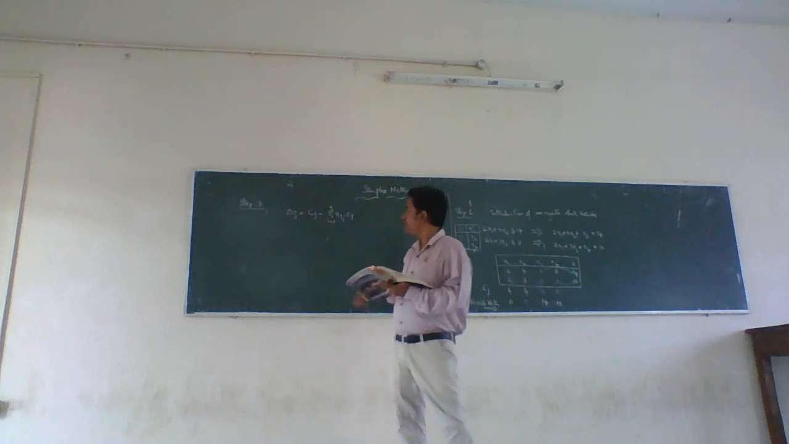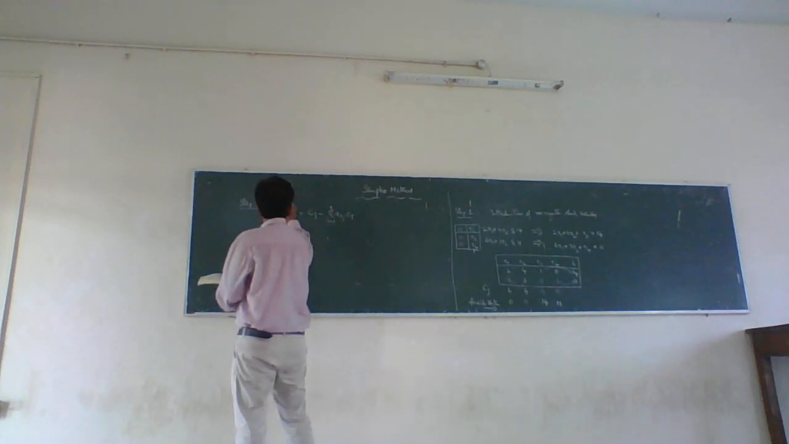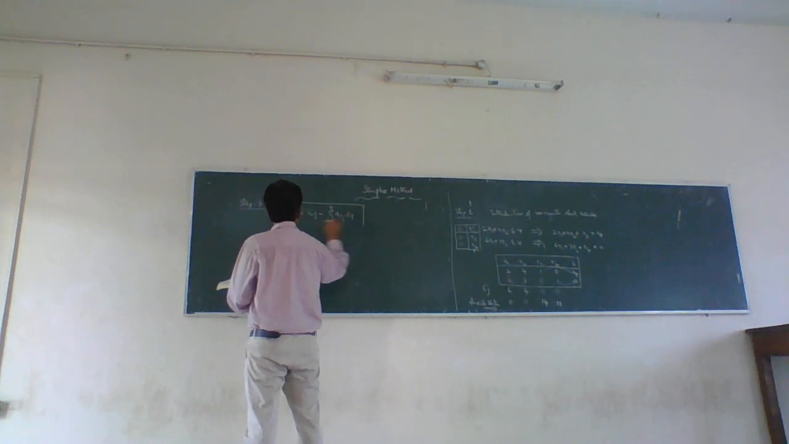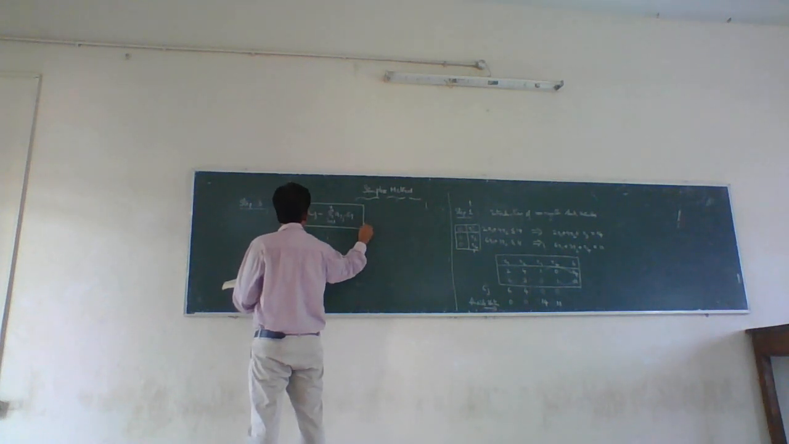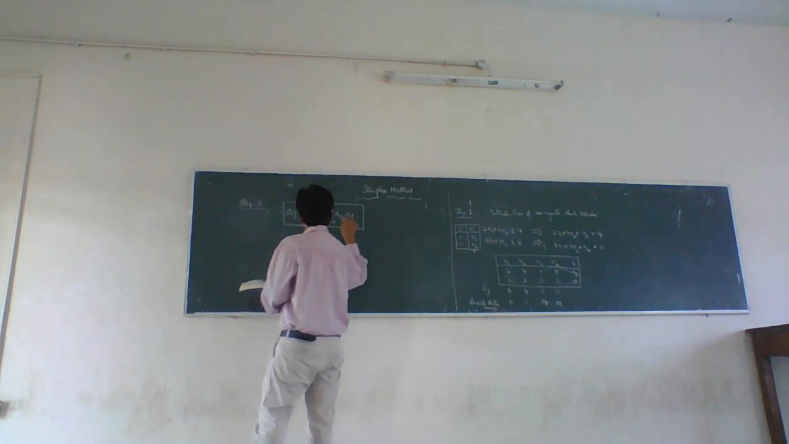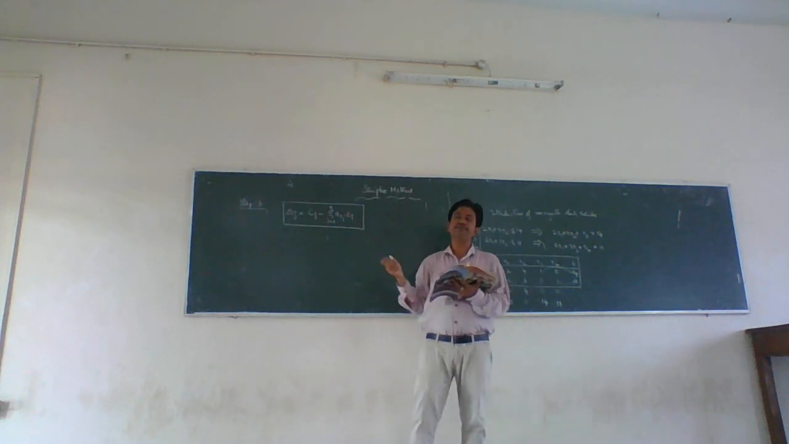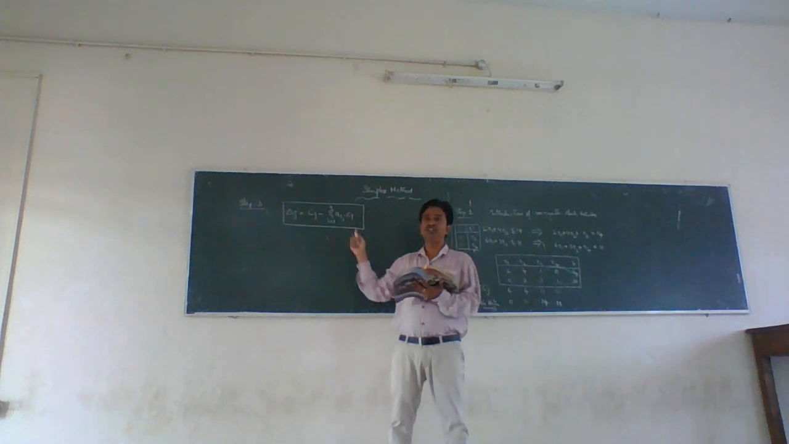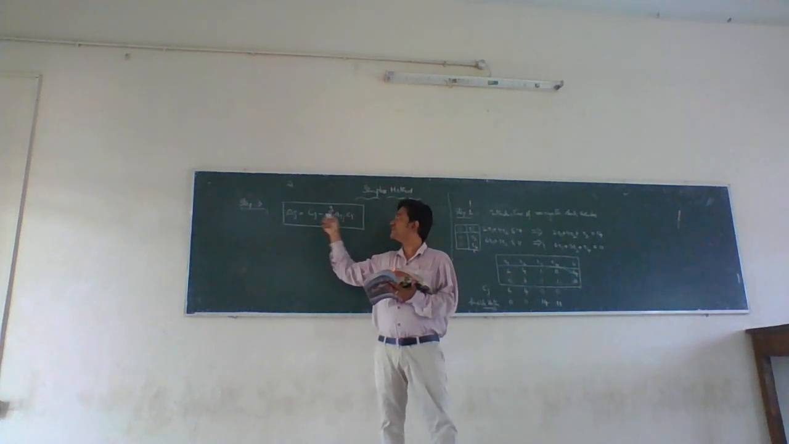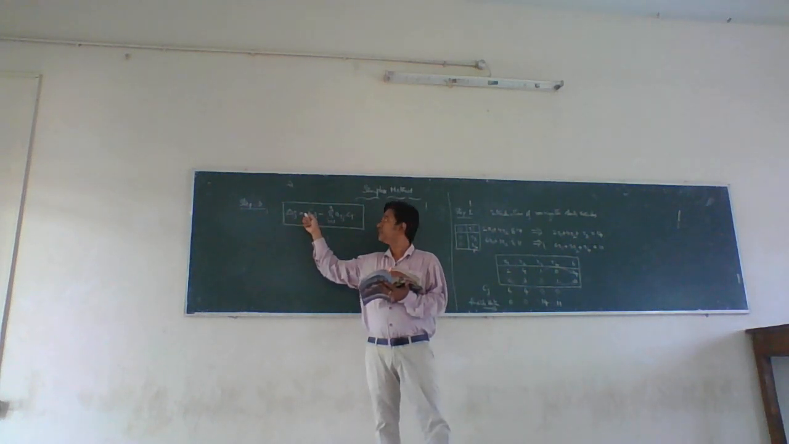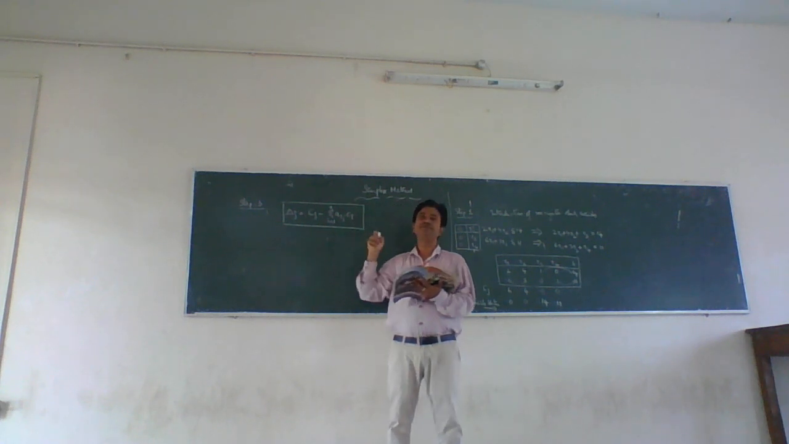Now what is delta J? Delta J is equal to Cj minus sigma Aij into Ci. So there is a difference here. This is Ci, this is Cj. Don't confuse. This is Cj, this is Ci.